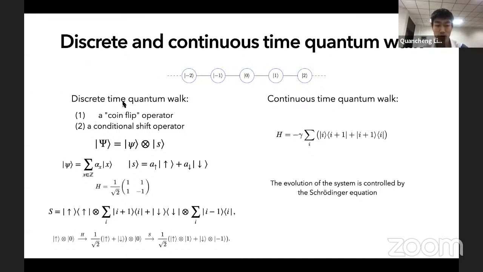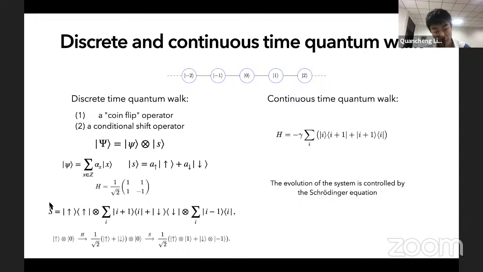The discrete time quantum walk is very like the classical case. First of all, you have a coin flipper that is like a classical coin. You toss the coin, and then conditioned on the outcome of the coin, you shift the particle. So the total state of the system can be written as two parts: the first is its position part, and the second is like a spin. Usually people use the Hadamard matrix to rotate the spin, so the probability of jumping to the right and to the left is equal.